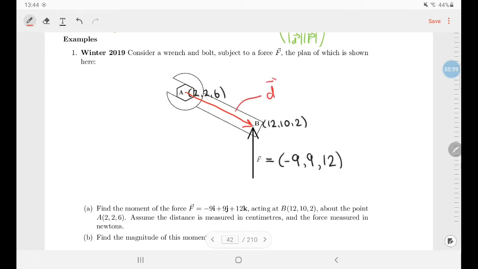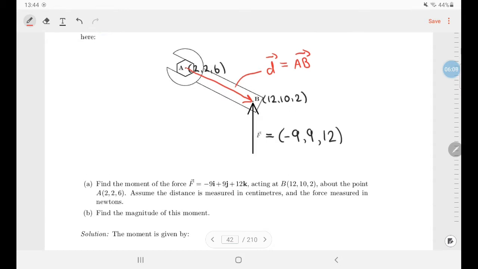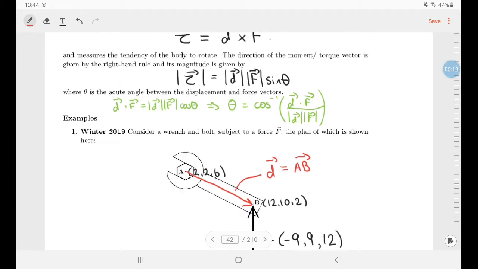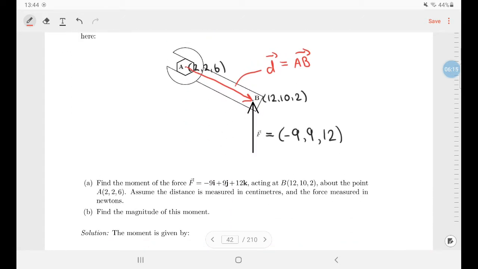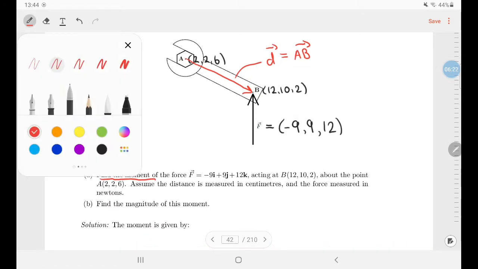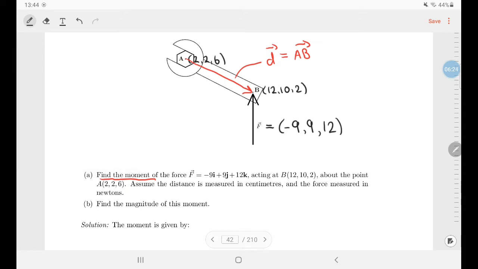So displacement is equal to the vector from A to B. Now this one does ask for the magnitude. So you don't actually have to calculate the full vector product if you don't want to. Oh no, you do. Sorry, it says it right there. Find the moment. Sorry, my bad. So the moment is given by the vector product, the cross product, the moment of the force. Now, okay, we can make a comment.